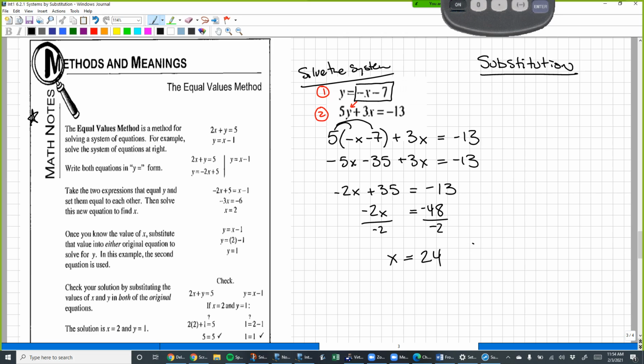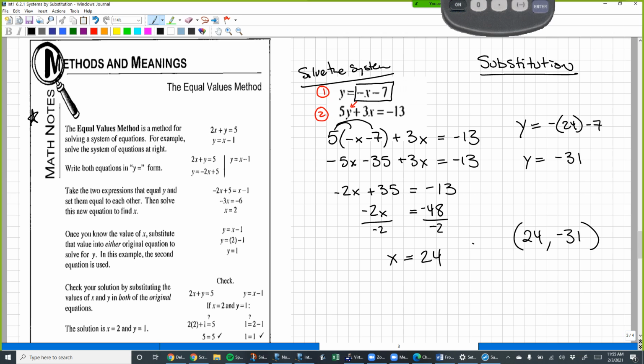Remember, that's only half of our solution. The other half, get y. So I plug in that 24 right here, and I get y is equal to -31. So again, my point, (24, -31), should be a solution to both of these. We can double check by plugging it into both and seeing if it is a solution to both. All right, so that's the idea that we have here today.